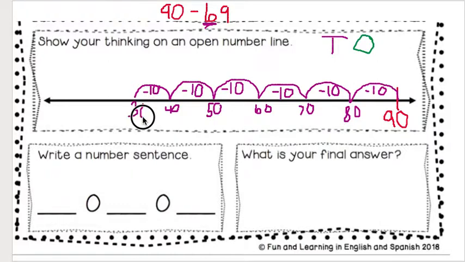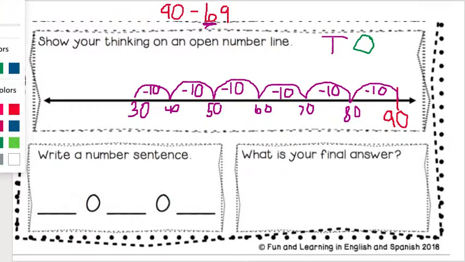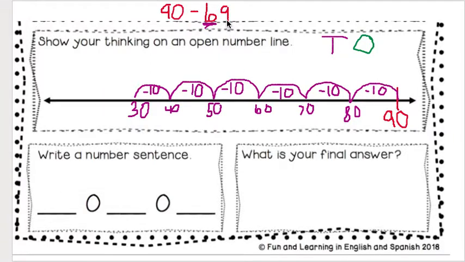So then we need our ones color, okay? Our ones is in green. We're going back 9 ones. I got that from my second number looking in the ones place. We have a 9. 1, 2, 3, 4, 5, 6, 7, 8, 9.